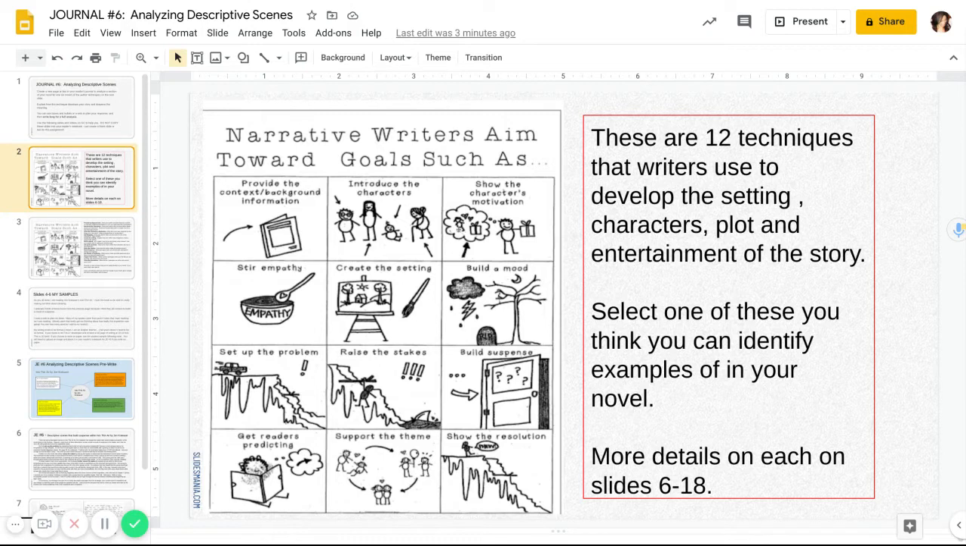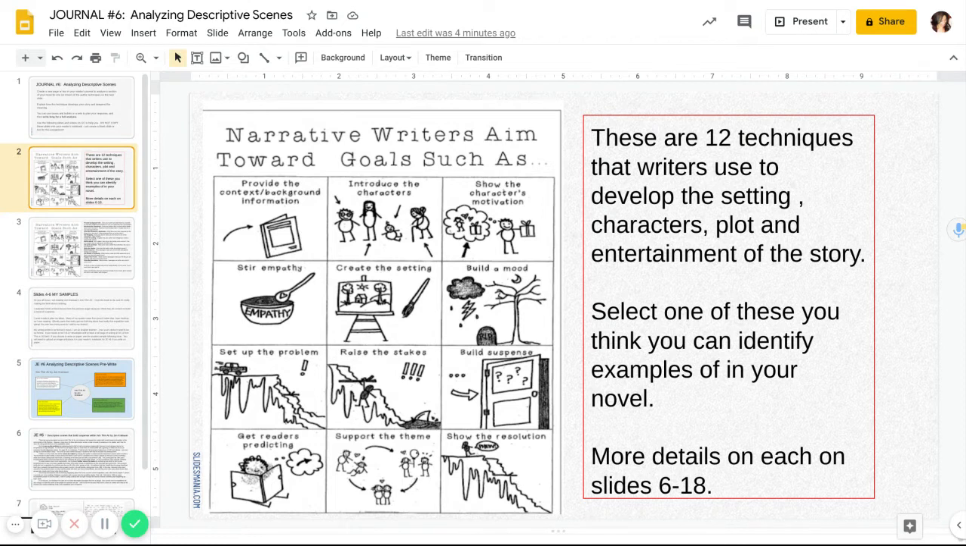Slide 2, you'll see that we have narrative writers' techniques, okay? And writers use these techniques to create a goal, which is either providing context, background information, introducing the characters, showing the character's motivation, stirring empathy, creating the scene, building a mood, setting up a problem, raising the stakes of that problem, building suspense around that problem, getting readers predicting, supporting the theme or lesson, and then finally showing the resolution.